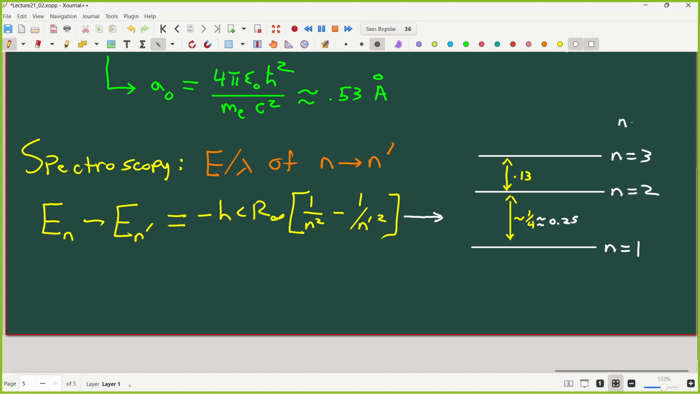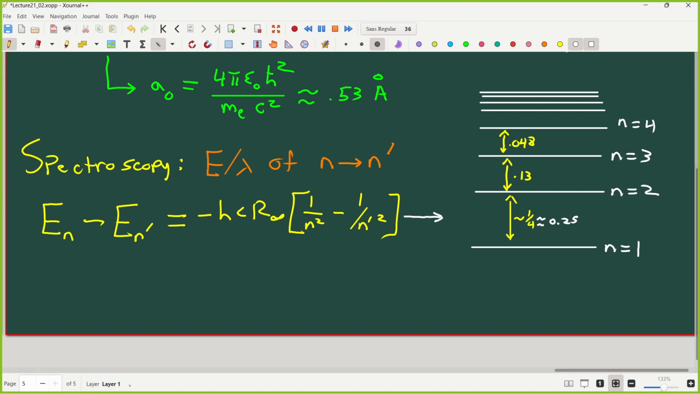And then n equals 4 is even closer. That's going to be the difference between 1/16 and 1/9, which is 0.048. And so as you continue to go up, the energy levels just keep getting closer and closer together.